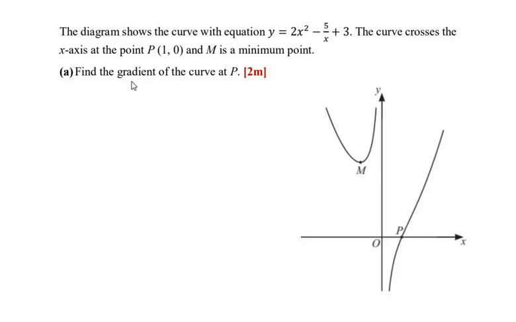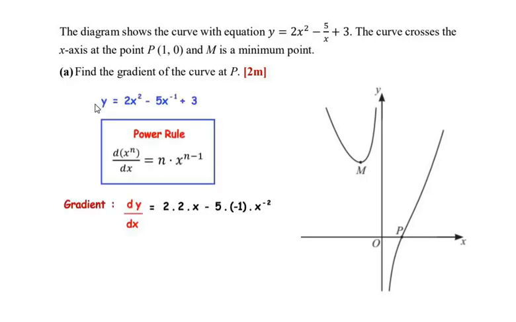Now remember that to find out the gradient of the curve, we have to differentiate y with respect to x. So before that, let us write down the equation of the given curve. So here we have written y = 2x² − 5. Now this x is in the denominator, so I have taken x to the numerator. So this positive power 1 now becomes a negative power, that is 5x⁻¹. We can do this by using the laws of indices, plus 3.